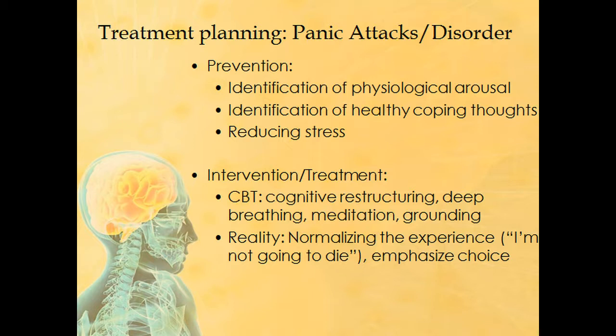Intervention or treatment. CBT, you can use things like cognitive restructuring, deep breathing, meditation, grounding exercises. You'll notice here CBT is very useful for a lot of the anxiety disorders. Reality therapy can be useful by normalizing the experience. You're not going to die, and emphasizing choice again, that you have choices in every situation, even when you feel like your heart is beating rapidly. This also has an existential flavor, of course, this idea of choice.